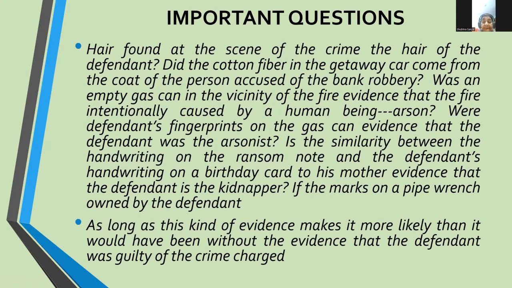Similarly, I want to highlight certain important questions. Was the hair found at the scene of the crime the hair of the defendant? Did the cotton fiber in the getaway car come from the coat of the person accused of the bank robbery? Was an empty gas can in the vicinity of the fire evidence that the fire was intentionally caused by a human being, or arson? Were the defendant's fingerprints on the gas can, if the defendant was the arsonist? Is the similarity between the handwriting on the ransom note and the defendant's handwriting on a birthday card to his mother evidence that the defendant is the kidnapper? What about the marks on a pipe wrench owned by the defendant? As long as this kind of evidence makes it more likely than it would have been without the evidence that the defendant was guilty of the crime charged.